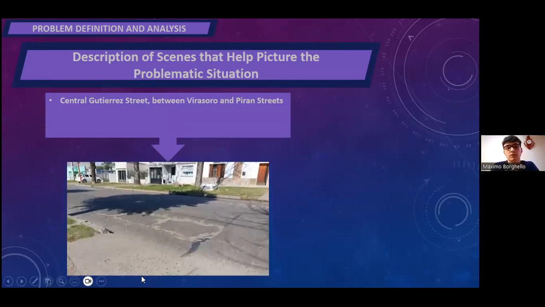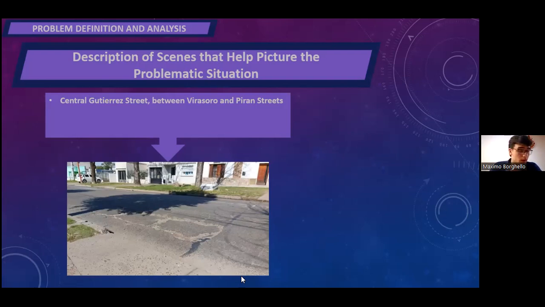Let's look at the description of scenes that help picture the problematic situation. These pictures were taken by us, so we know what we are talking about. This one is in a central point on Gutierrez Street, between Virasoro and Pirán Streets. A lot of cars drive through it every day, and that pothole is marked by lines.